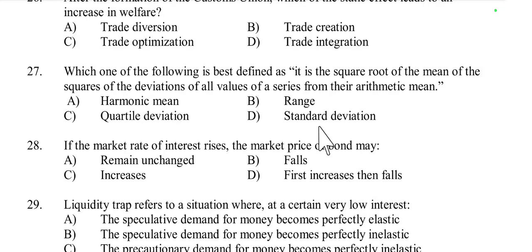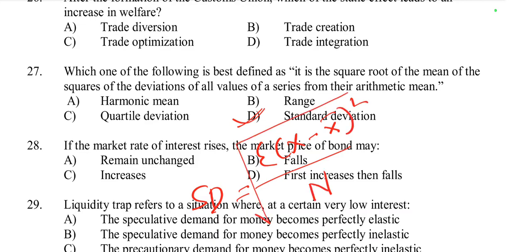It is called standard deviation, because the formula for standard deviation is equal to the square root of sigma (x minus x bar) squared by n. So it is the square root of the mean of the squares; it is the mean of the squares of the deviation of all values of a series from the arithmetic mean. So this is called standard deviation.